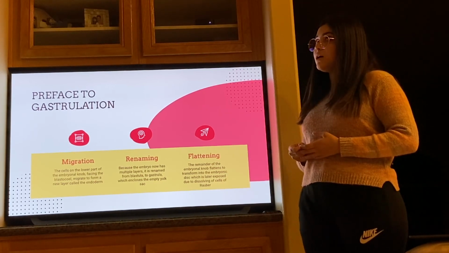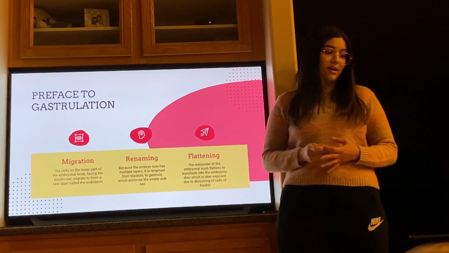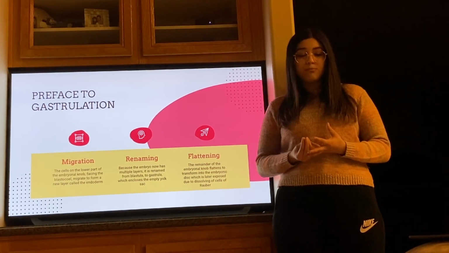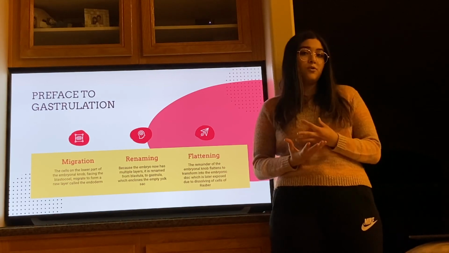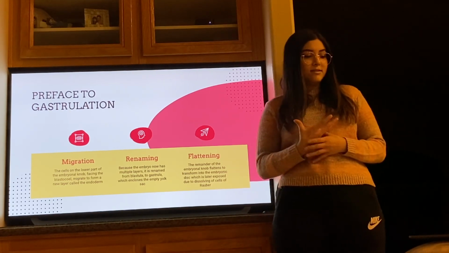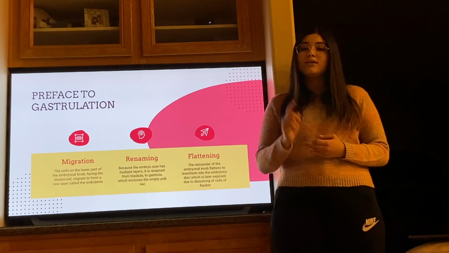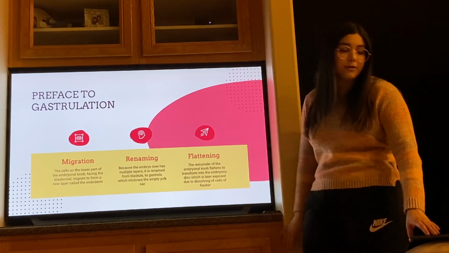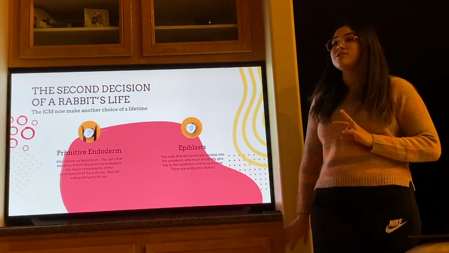It also has to do with the flattening of the cells. The remainder of the embryonal knob will basically transform into an embryonic disc, and this will give rise to several different tissue types, including the primitive streak that we'll talk about a little bit later. The second decision of a rabbit's life.